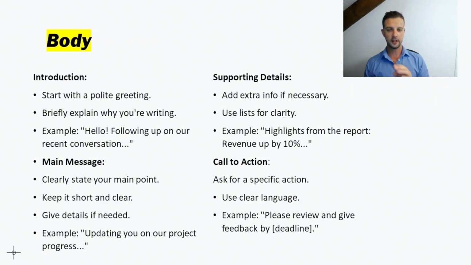Okay. Then we move to some supporting details. If we need to, we can add some extra information, and it's a very good idea to use lists for clarity. Just like we saw right at the beginning of our video or our class with the three main points, bullet points. Lists are excellent for clarity. So, for example, the highlights from the progress report are: revenue is up by 20%. The project has been delayed by 3 days, etc., etc.